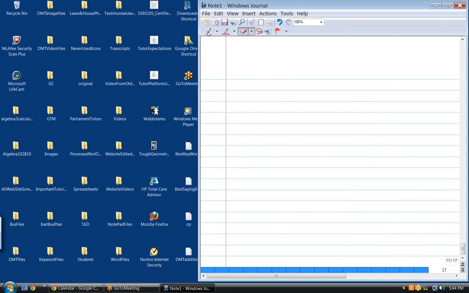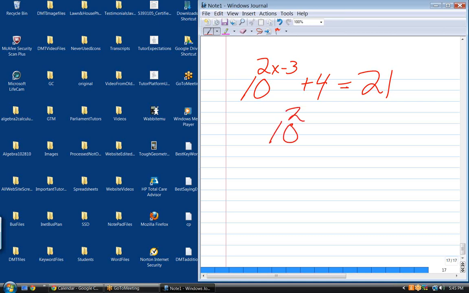All right, let's solve a log equation. First step. Subtract 4 from both sides. Add a log base 10 to both sides as well.